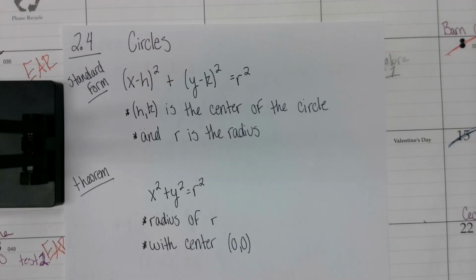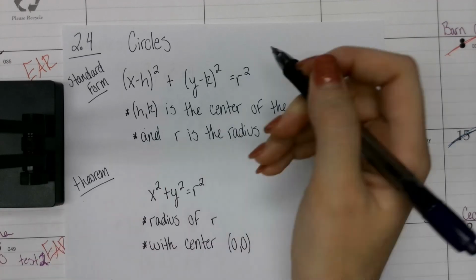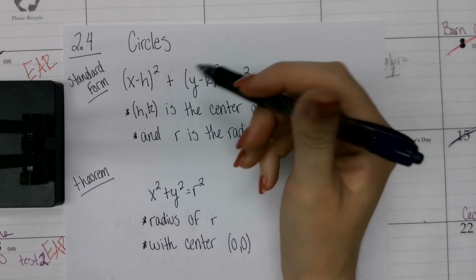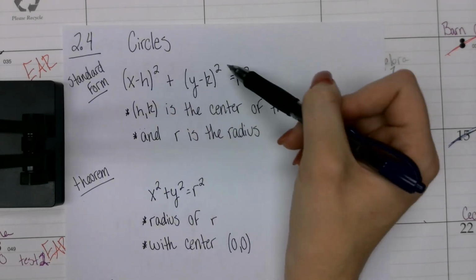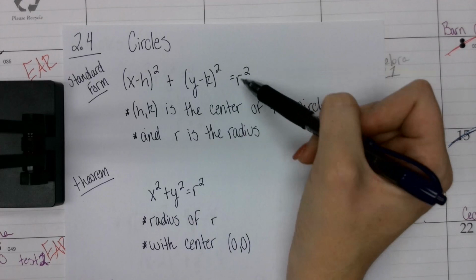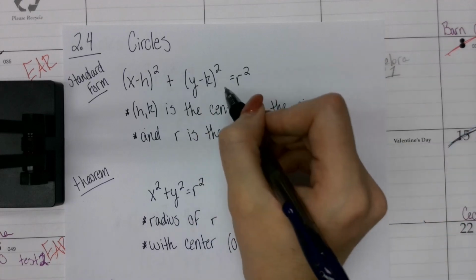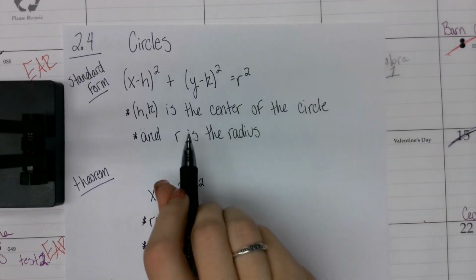So circles are the next section. Here's the standard form of a circle. (x − h)² + (y − k)² = r², where h and k would be the center of the circle and r is the radius.